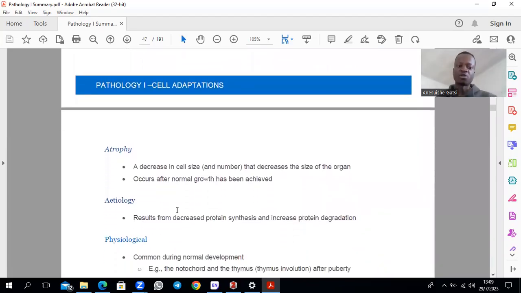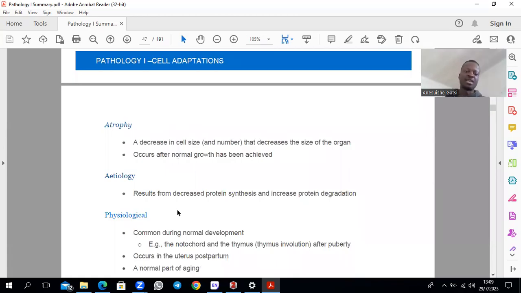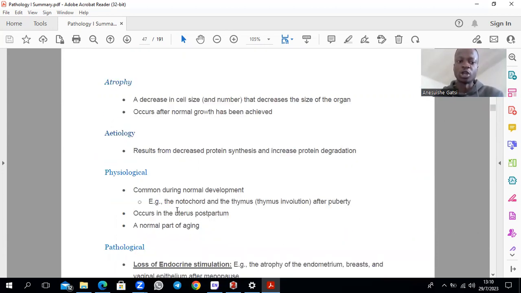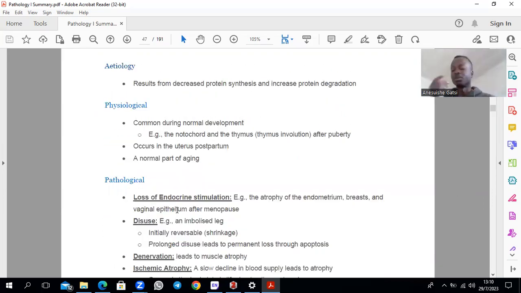Then we have atrophy. Atrophy, like I said, is a decrease in the metabolism of a cell, and there's going to be a decrease in the size of the cell, and that subsequently leads to a decrease in the size of the organ. Right? Just the basic definition for atrophy. Then it can either be physiologic or pathological, the same thing that we're going to talk about for hyperplasia. It can either be pathologic or physiologic.